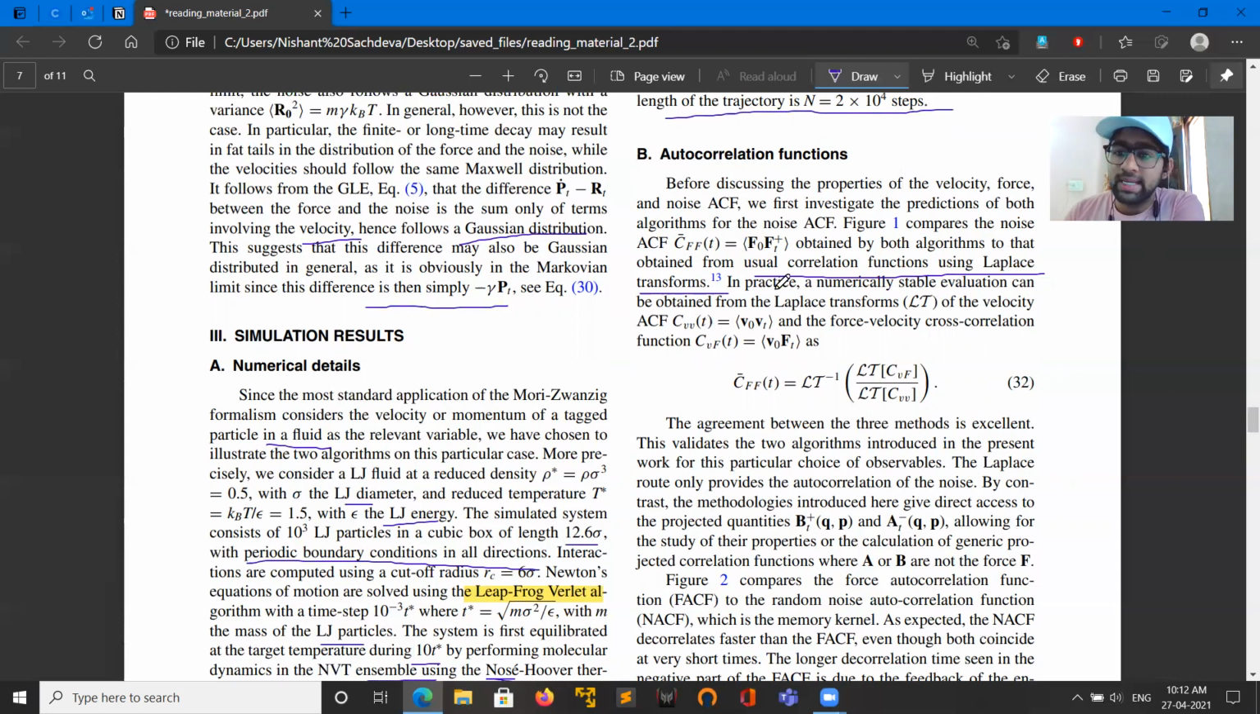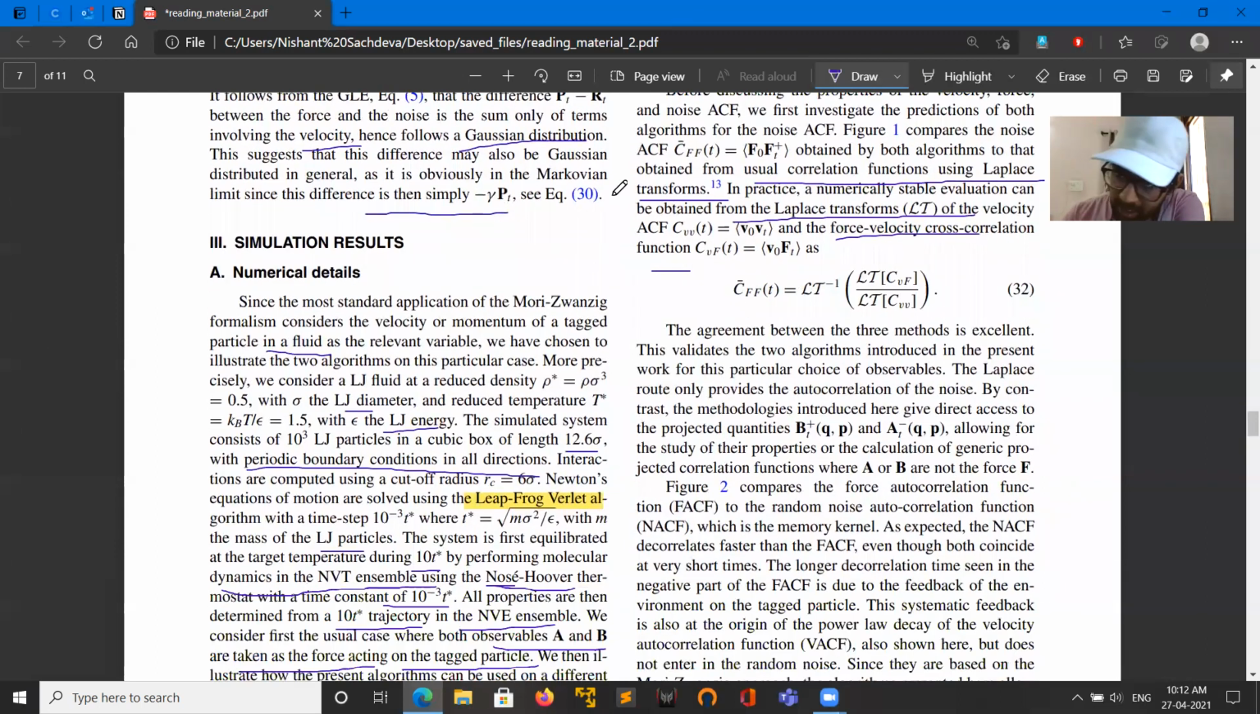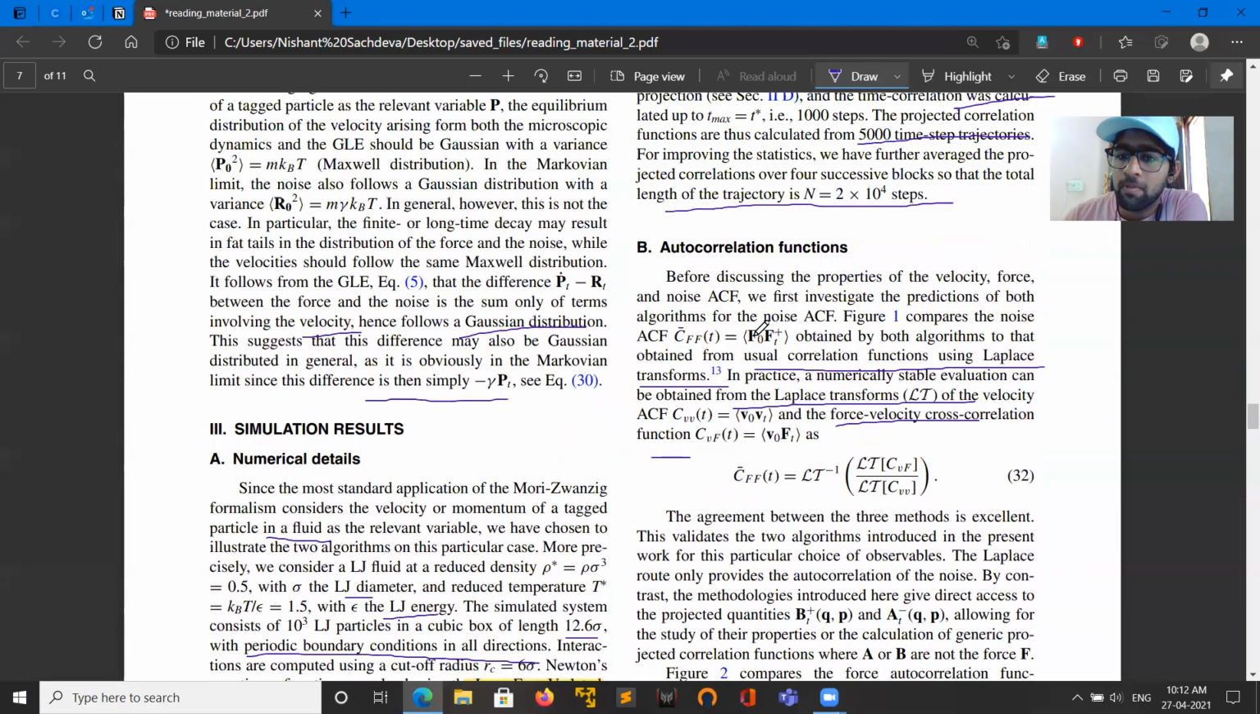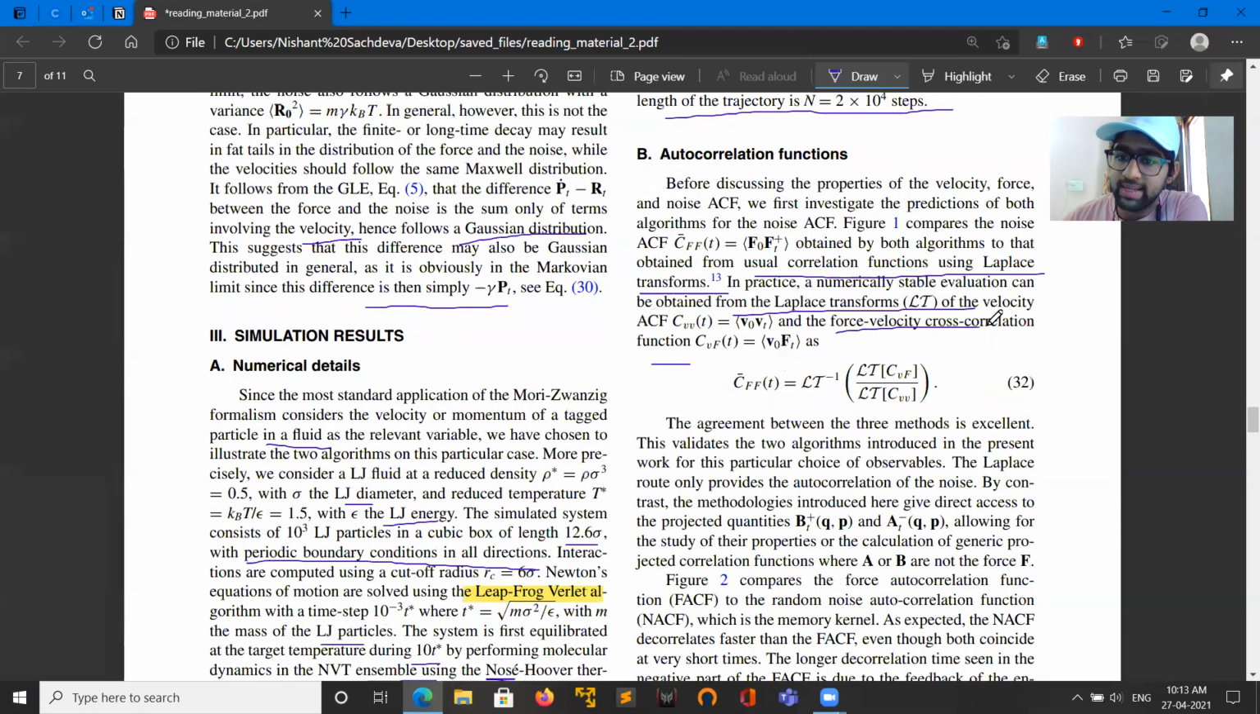In practice, a numerically stable evaluation can be obtained from the Laplace transforms of the velocity ACF and the force velocity cross correlation function. We are treating this as a bit of a black box so that we can understand what's going on. What we finally get as the numerically stable evaluation is this expression.